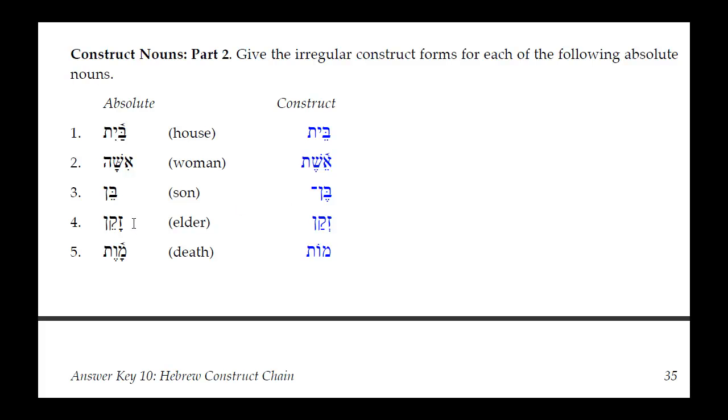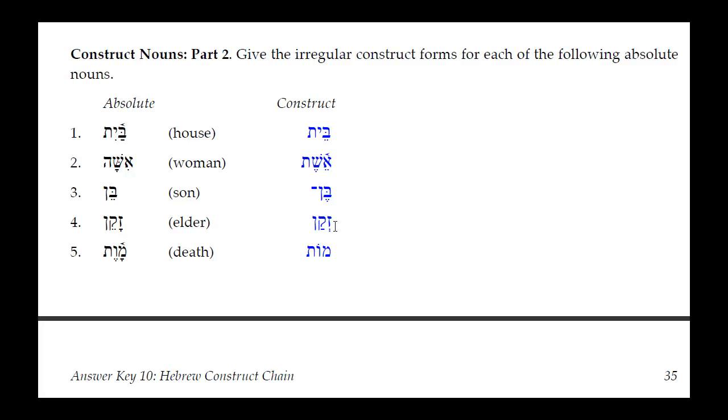Now in zaqen, we have the two rules here. The tsere under the qof drops out and becomes a patach, and under rule B for the open unaccented syllable, the qamets under the zayin reduces to a simple shva. Thus we have zeqan.